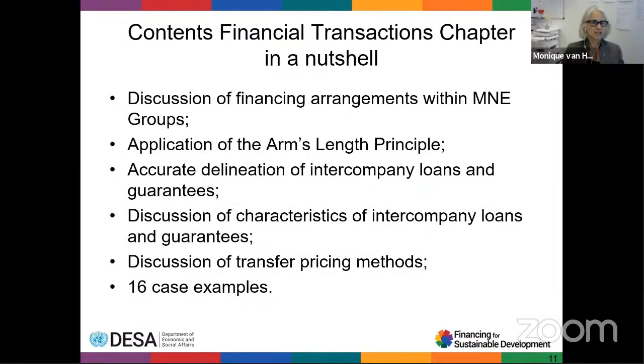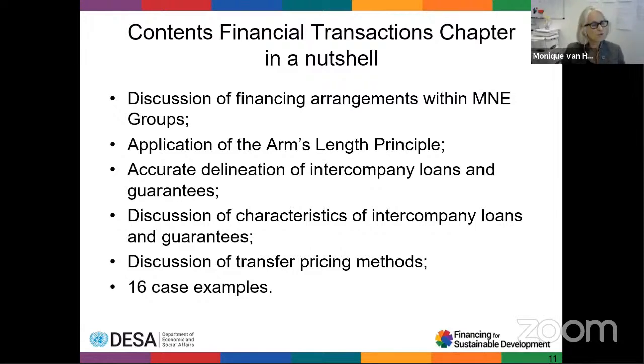Just in a nutshell, what are we seeing in this particular chapter? First of all, there's a discussion of the financing arrangement within a multinational entity group. Credit rating was mentioned, and you need to realize that that is an important aspect. There's a lot of international litigation in this area. Do we look at standalone ratings? Do we look at group ratings? That is something that you really should carefully consider.